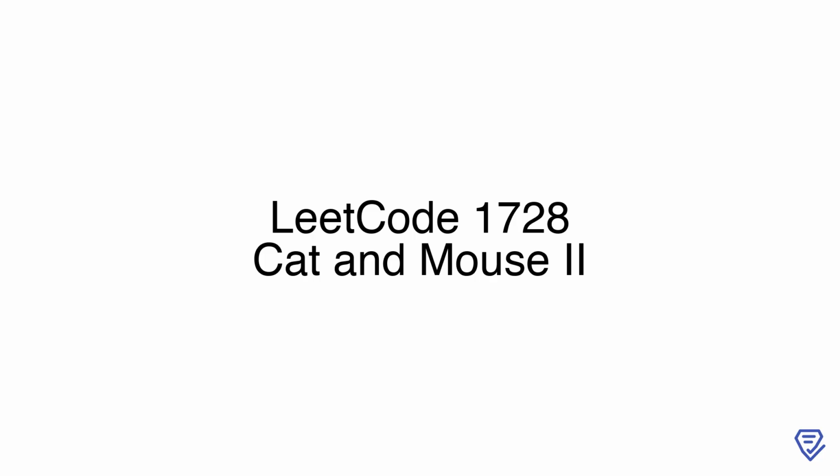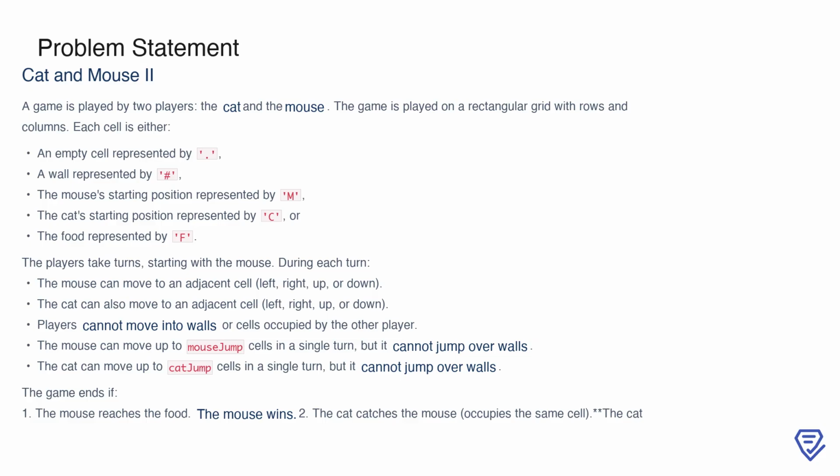Let's get started. This problem involves a two-player game played on a rectangular grid. The players are a cat and a mouse, each starting from specific positions marked as C and M, respectively, on the grid. The objective of the game is for the mouse to either reach the food, represented by F, or avoid being caught by the cat, which happens if both players occupy the same cell. The grid also contains walls, represented by hashtag, which neither player can move through.